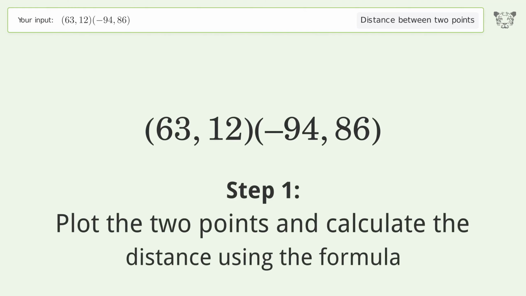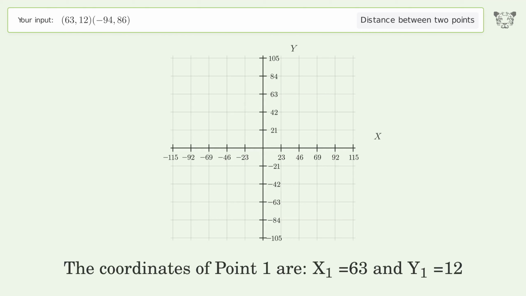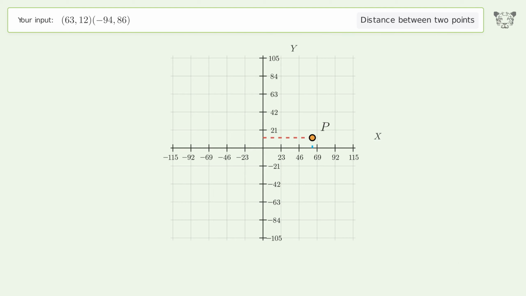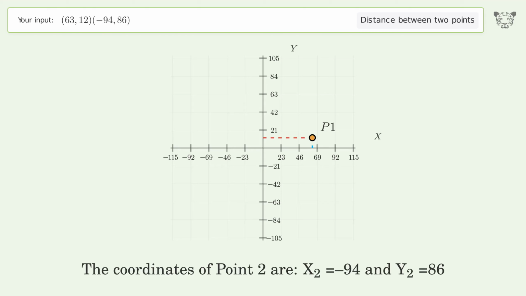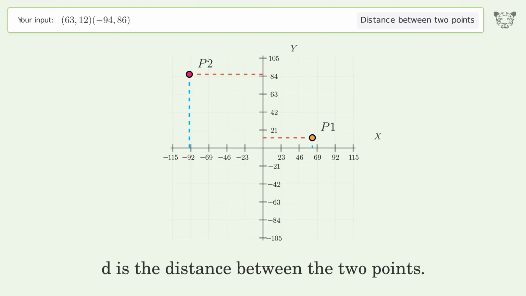Plot the 2 points and calculate the distance using the formula. The coordinates of point 1 are x1 equals 63 and y1 equals 12. The coordinates of point 2 are x2 equals negative 94 and y2 equals 86. D is the distance between the 2 points.